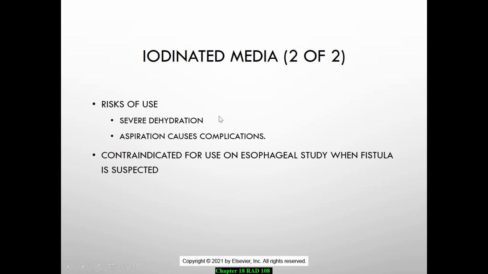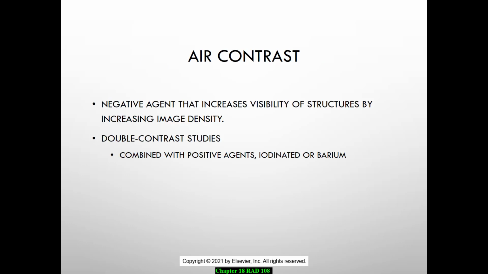Some of the problems can cause dehydration. There could be aspirations. So that esophageal study where they're looking at the esophagus, there could be complications caused by using that. So we need to take all of that into consideration when we're deciding what type of contrast media to use. Air contrast is a negative agent that's going to increase the visibility of those structures. So it makes it easier to see certain structures that we normally wouldn't see with just the barium.